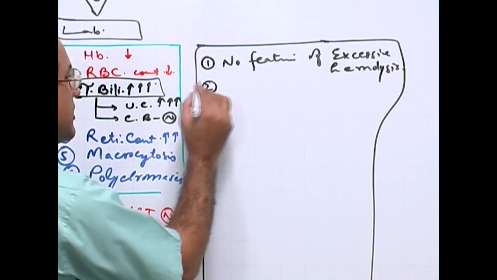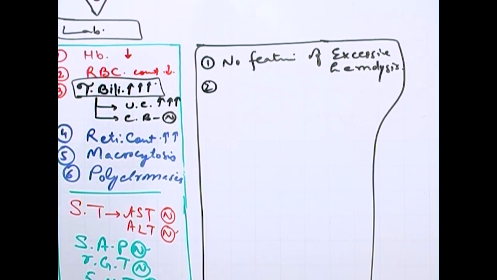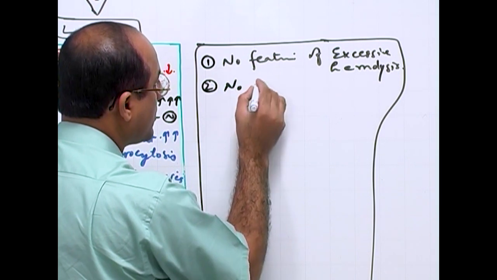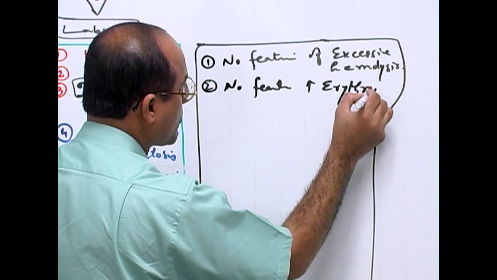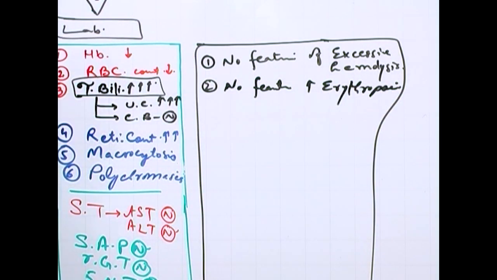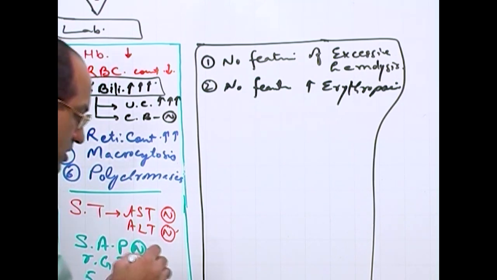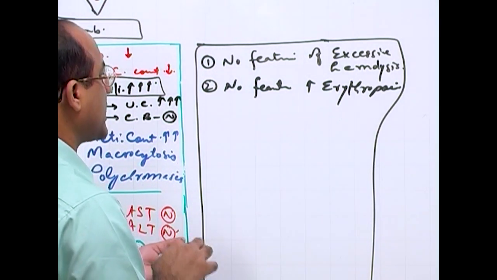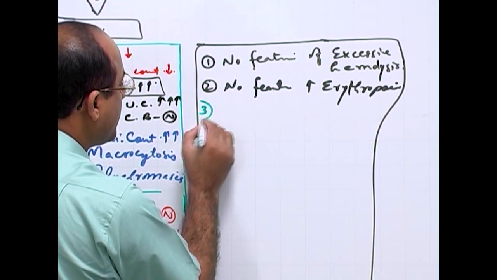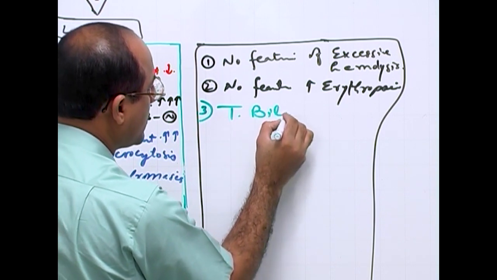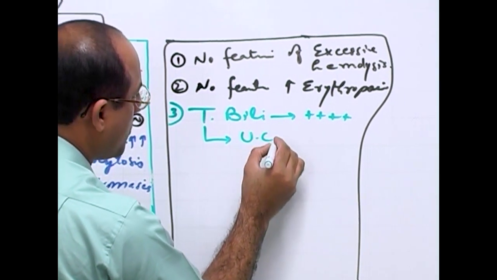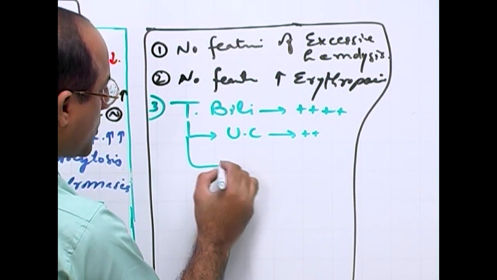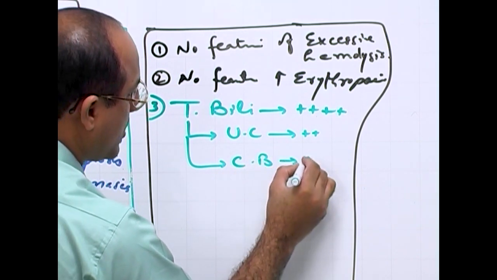Another thing, in this patient, of course, no features of increased erythropoiesis. For example, there is no increased retic count or macrocytosis or polychromasia. Is that right? But when you do liver function test, you find total bilirubin is increased. Out of this, unconjugated bilirubin is mildly increased, but conjugated bilirubin is more increased.